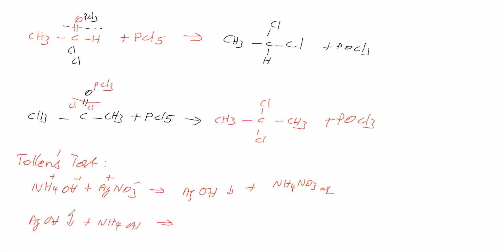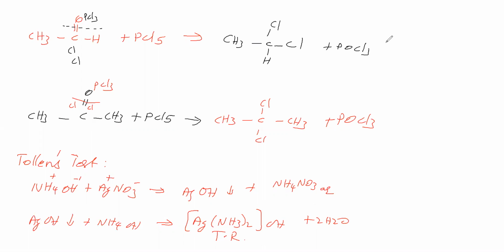Why does the precipitate dissolve? Due to formation of a complex. The complex is Ag(NH3)2 plus OH minus, and water molecules are obtained. This is called Tollens reagent. So how is this Tollens reagent obtained? By the reaction of AgOH with ammonium hydroxide, which we will see.